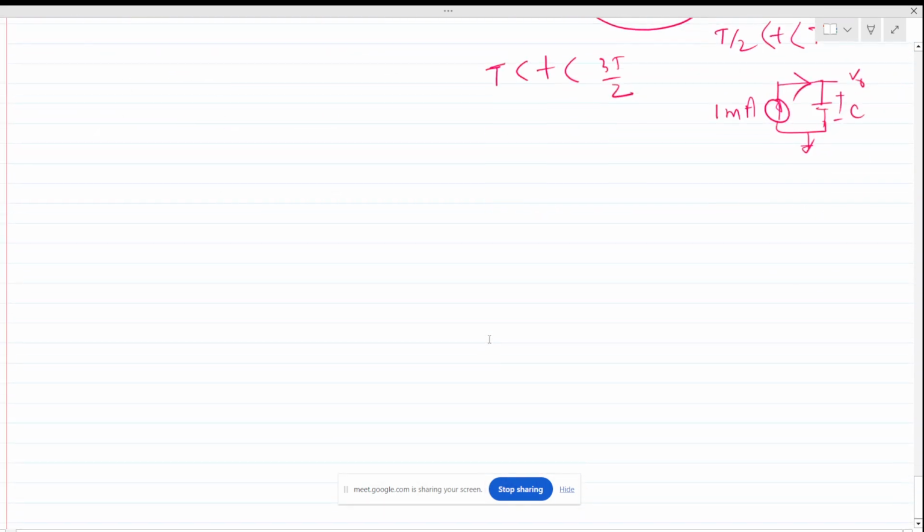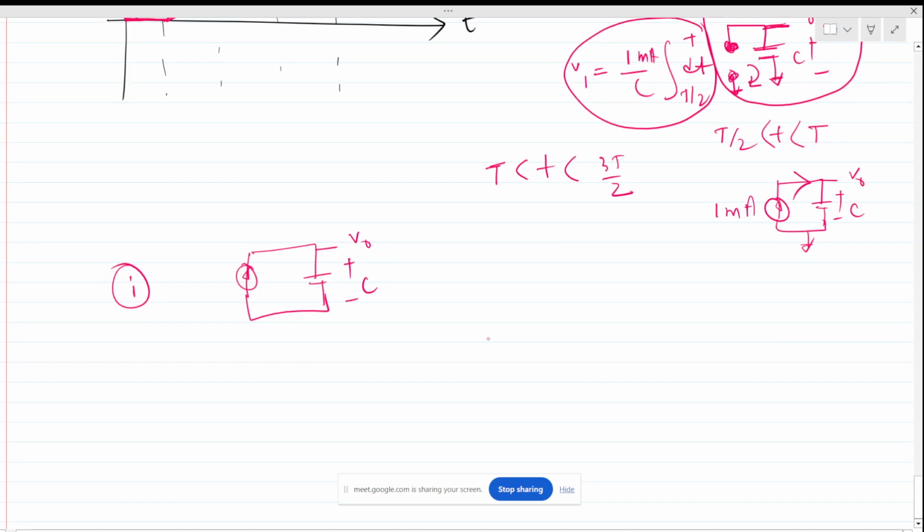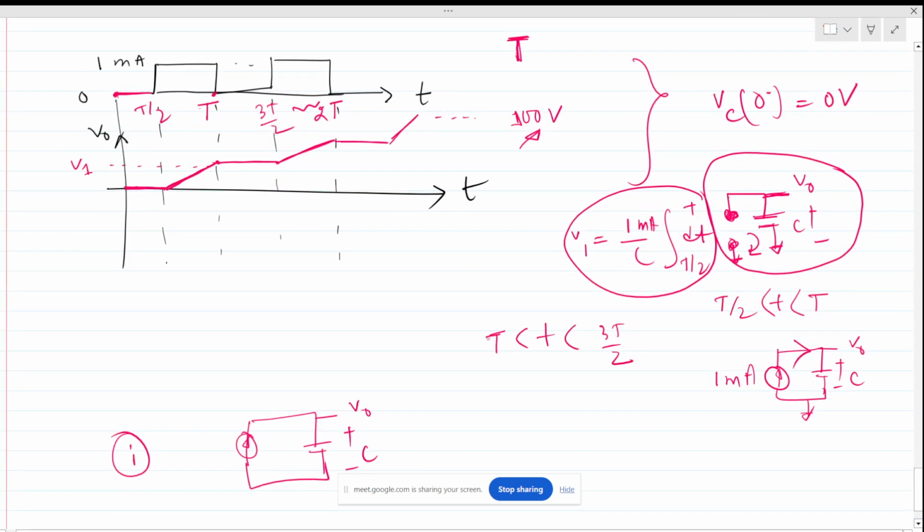Now the third case was impulse. Let me draw the picture again. In the second case, when the capacitor is uncharged it starts from zero, and if the capacitor is charged, then it will start from that value, and then this will be this.